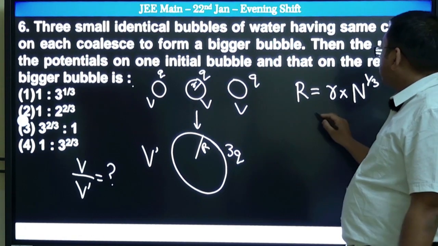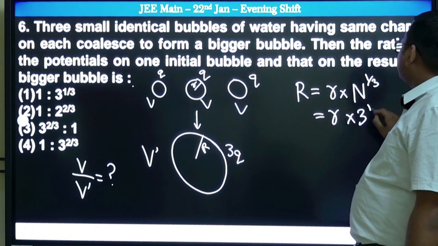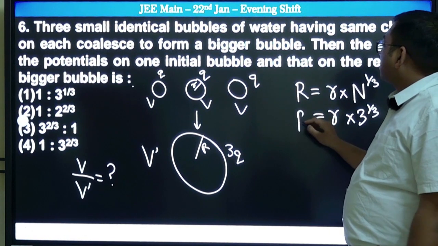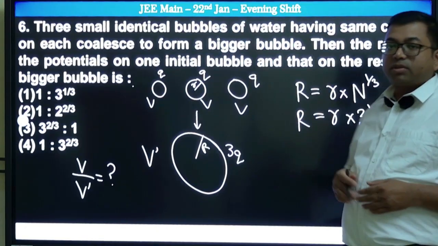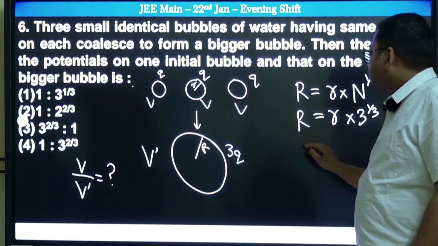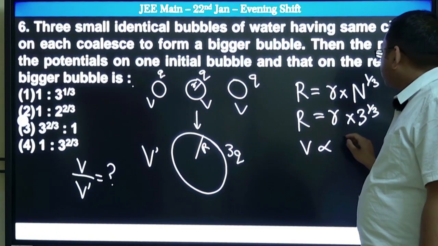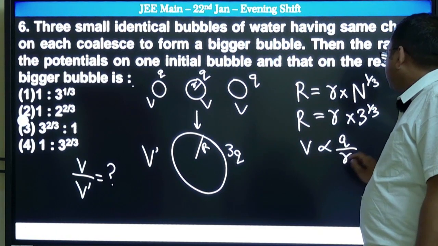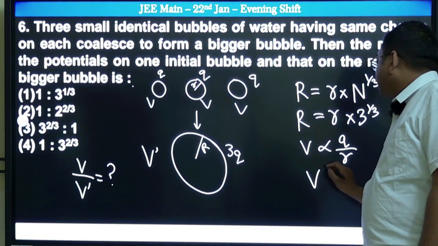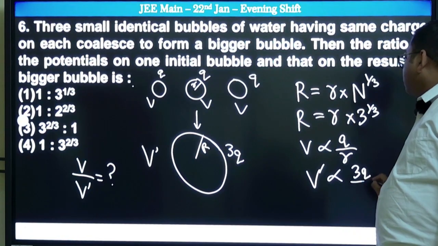There are three bubbles. So R into 3 power 1 by 3, right? This is the final radius. This is based on volume conservation. That's all. So you know about this. Now potential formula: V is proportional to KQ by R. So this is Q by small r, and V dash will be proportional to total charge, which is 3Q divided by capital R.